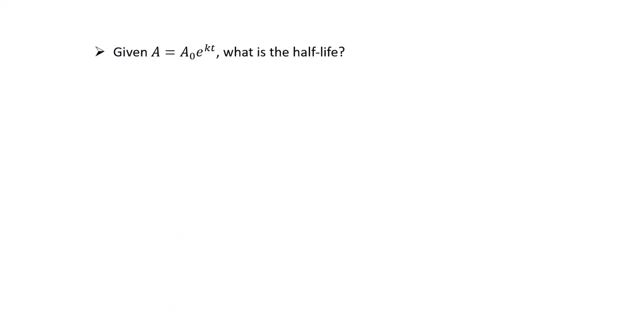Given A of t equals A sub O e to the kt, what is the half-life? Now the half-life is the amount of time that it takes for half of our original amount to decay. So when we talk about half-life here, it's a time. So how can we solve this formula for time to be able to find the half-life?